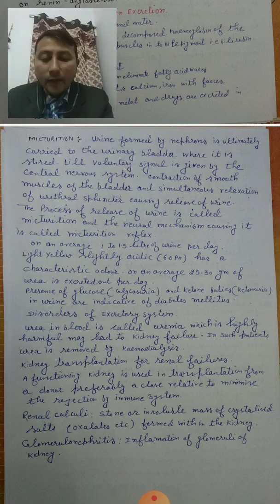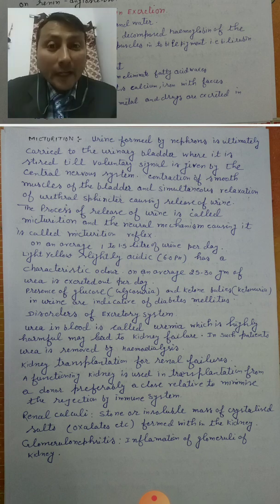Then we have renal calculi, stones or insoluble masses of crystallized salt, such as oxalate, formed within the kidney. This is another disease. Glomerulonephritis is inflammation of the glomeruli of the kidney. This is another disease associated with the excretory system.